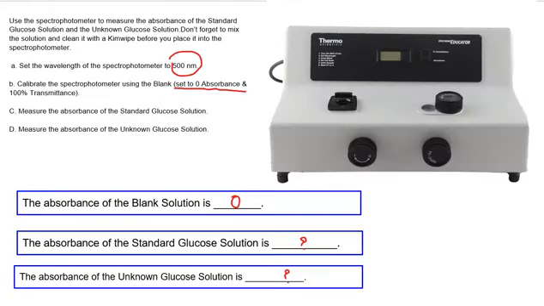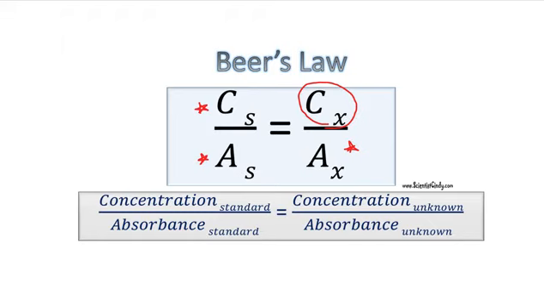Let me go back. So here, at this step, we measured the absorbance of a standard glucose solution. It means that now we should have a number, whatever it is, as AS. And then we should have the absorbance of our unknown glucose solution, which will be the AX. So what does that mean? It means that now we have these two numbers as well. But what about the CS, or concentration of our standard solution?